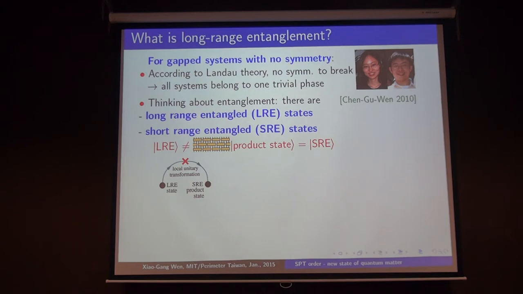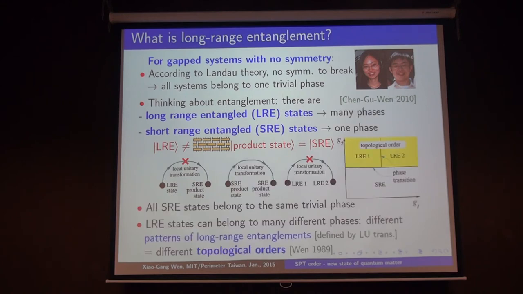And topological order is the realization that the states produced from product states are not all the possible states. If all many-body states were of this type, then everything would be short-range entangled, and there would be no topological order. Topological order says that there are many-body states which can never be written in this form, and these states are called long-range entangled states. So a long-range entangled state is a state which cannot be connected to product states via local unitary transformation. Such states exist, and that's the definition of a long-range entangled state.